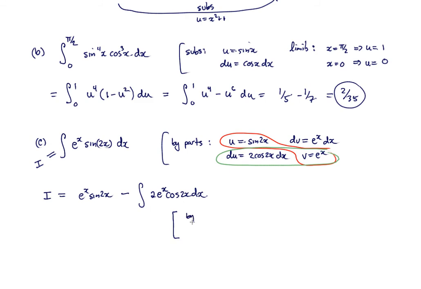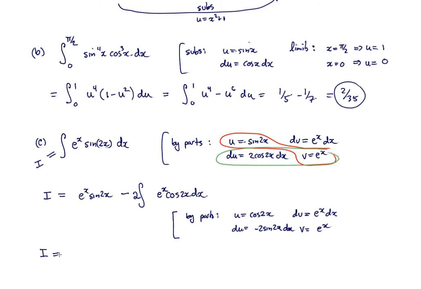So by parts again, take u to be cos 2x. And of course, for doing this, I'm going to take that 2 that's in front and just move it outside there. And so then dv is e to the x dx. du is negative 2 sine 2x dx. And then v is e to the x.